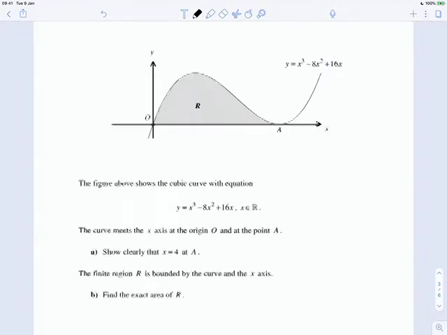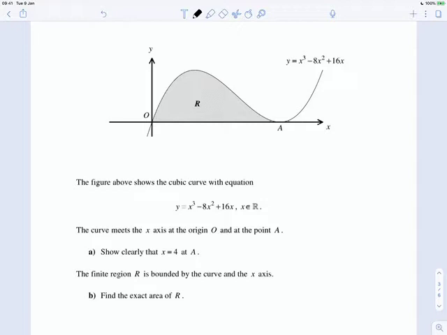Okay, so the figure above shows a cubic curve with equation y equals x cubed minus 8x squared plus 16x. The curve meets the x-axis at the origin and at the point A. Show clearly that x equals 4 at A.